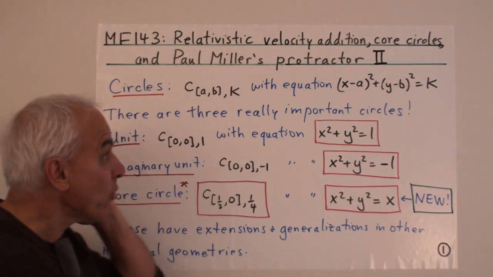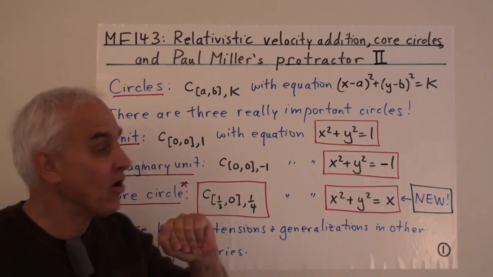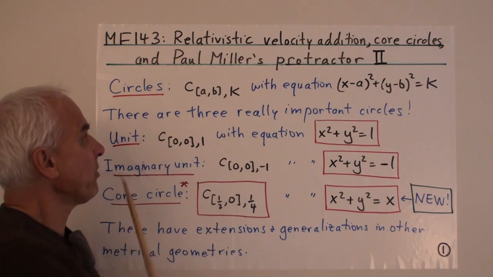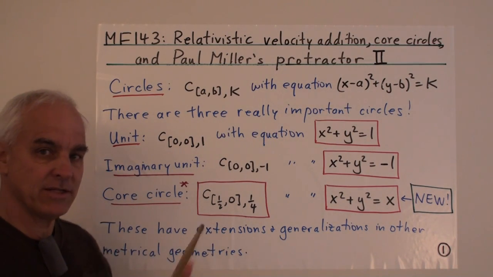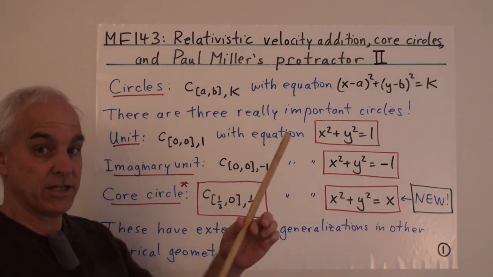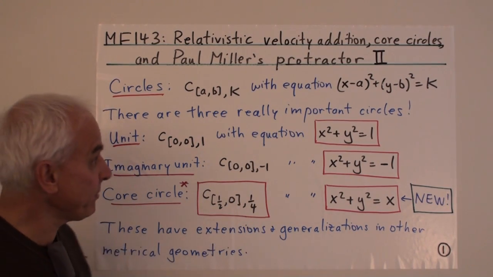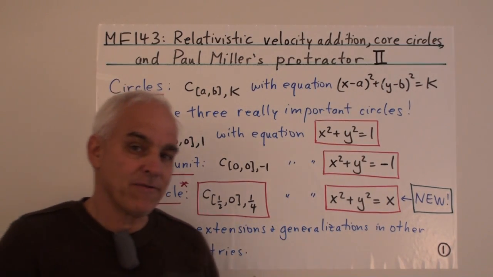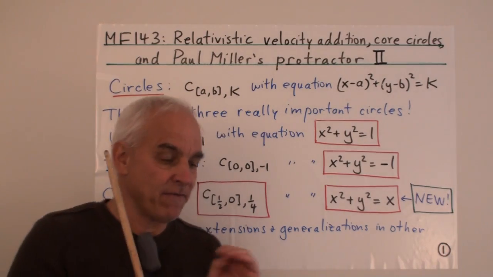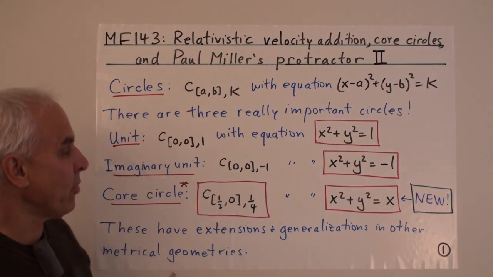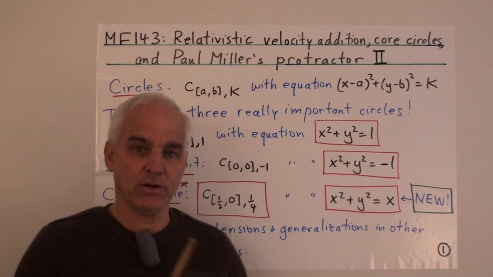Today we're going to carry on with this little series on a bunch of related topics. Last time we talked about relativistic velocity addition, Einstein's special theory of relativity, and the connection with projective one-dimensional geometry. Today we're going to talk about a new kind of circle we're going to identify, which we're going to call a core circle. And in our next video, we'll talk a little bit about Paul Miller's protractor and then tie these various things together.